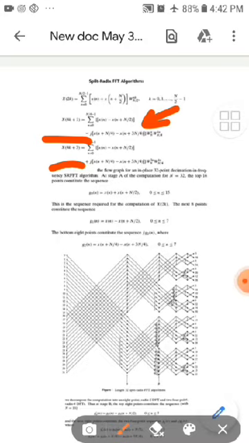This is X of 4k plus 1, and next X of 4k plus 3 equals the summation n equals 0 to N by 4 minus 1 of x of n minus x of n plus N by 2 plus j of x of n plus N by 4 minus x of n plus 3N by 4, into W N to the power 3n, into W N by 4 to the power kn.